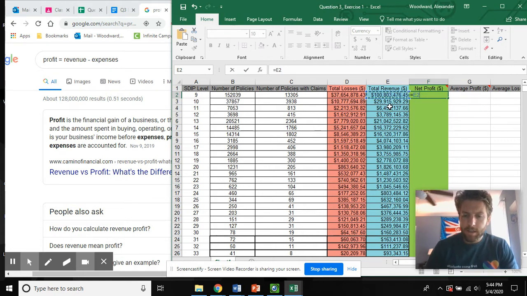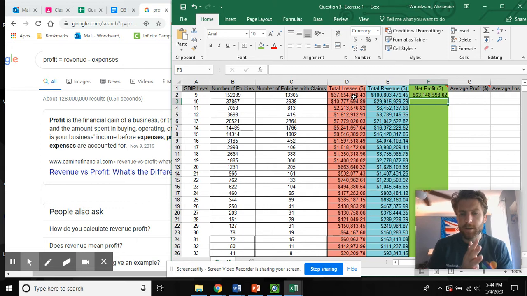And then I'm going to click this box, which is E2, which represents the total revenue for an SDIP level of 9, and subtract that, and then subtract my total loss. So I hit equals, then I clicked on E2, I did minus, and then I clicked on D2. I'm going to hit enter. So when you hit enter, as long as you typed it in correctly, it should spit out a number, and it spits out, in this case, the profit. The net profit for someone with an SDIP level of 9.